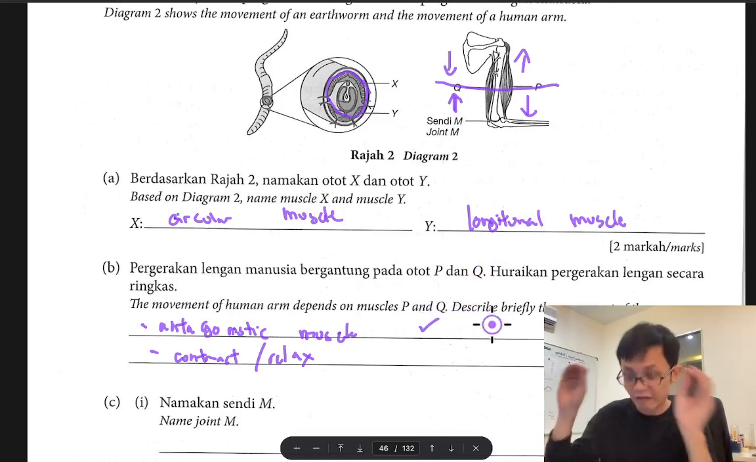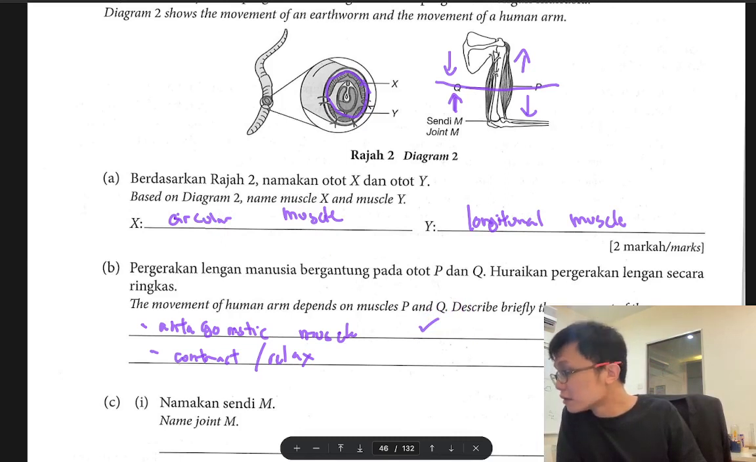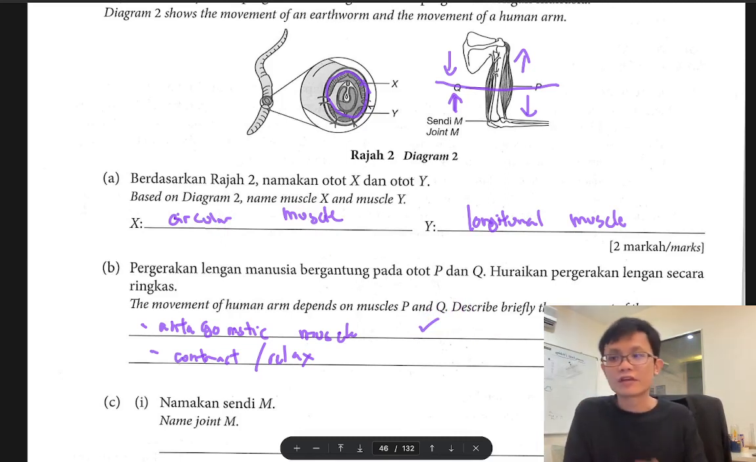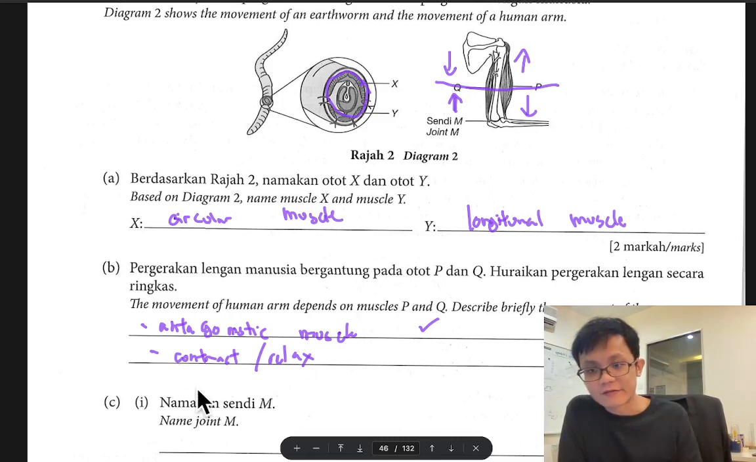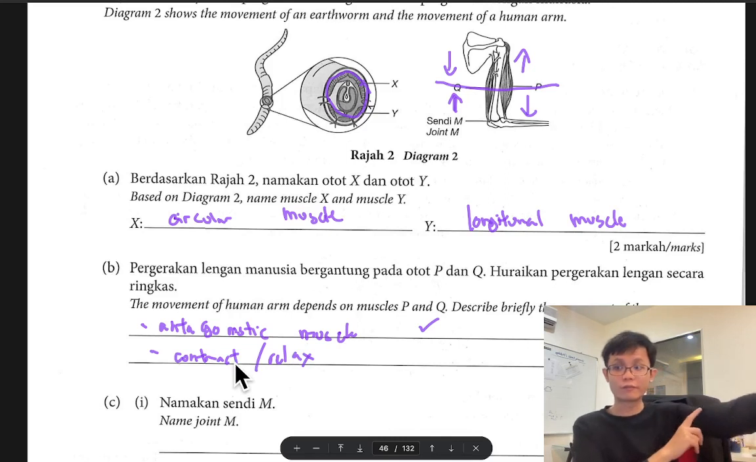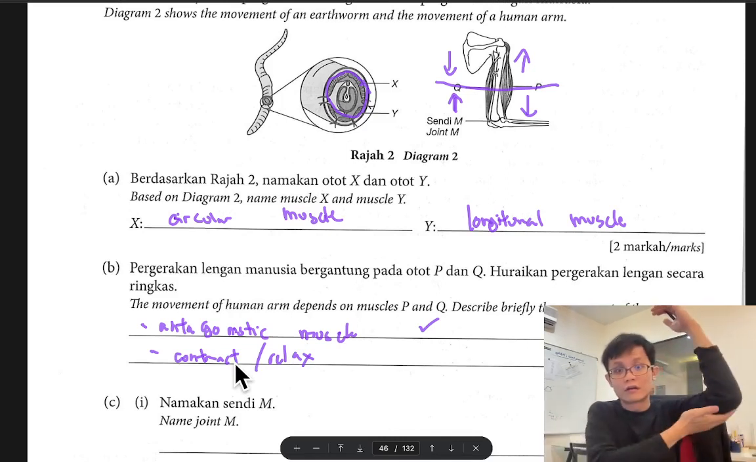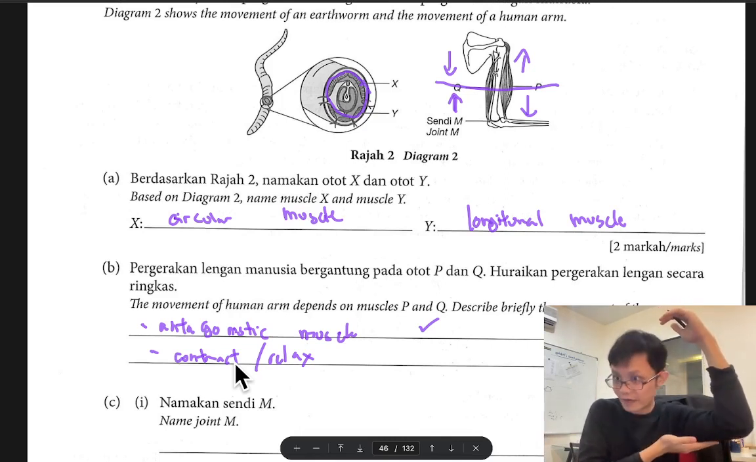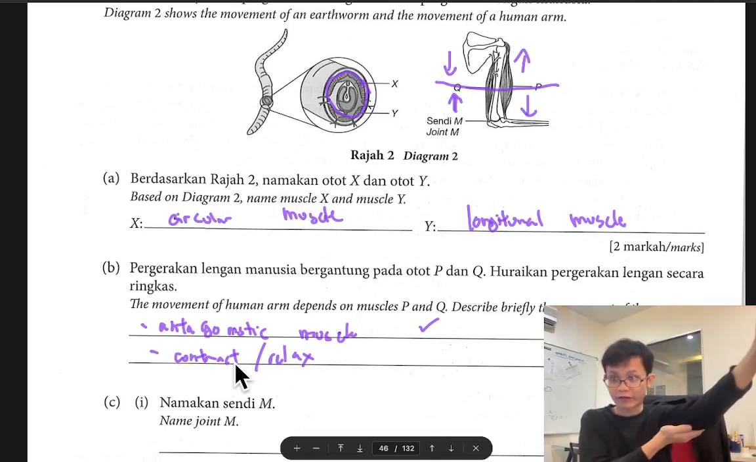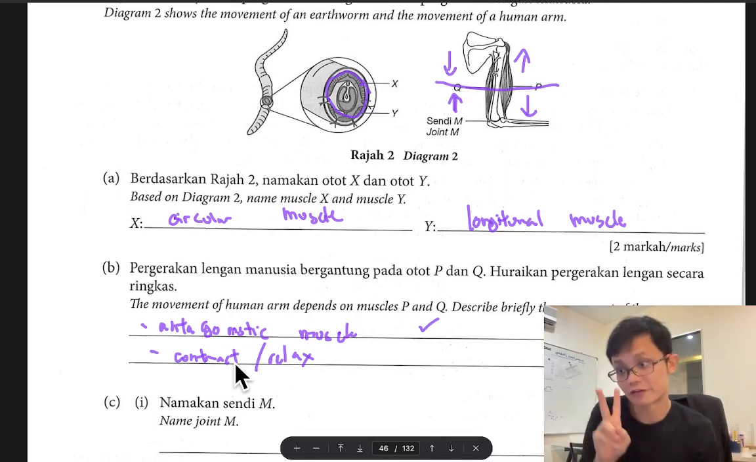If you want to understand more, please read your textbook page 128. No need to write long. And one more keyword is contract and relax. So you don't write become long, you need to say contract. If muscle P contracts, meaning becomes smaller, muscle Q will relax. So that will be 1 mark. So you got 2 marks.